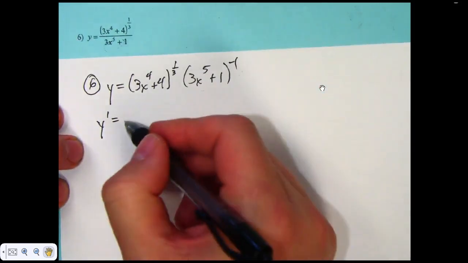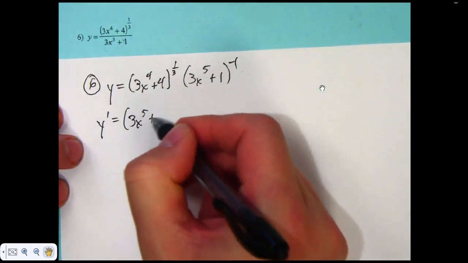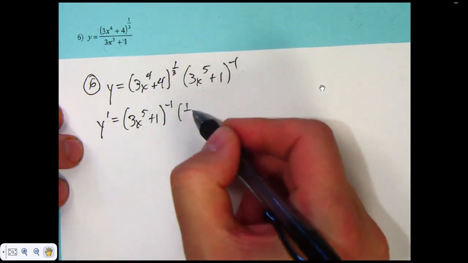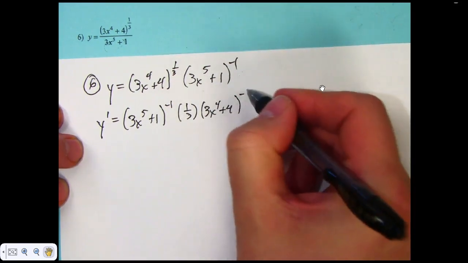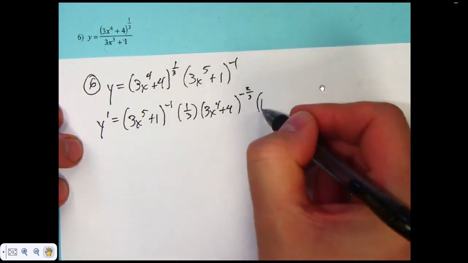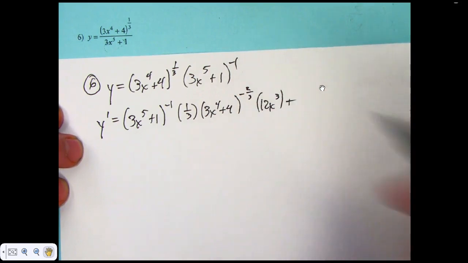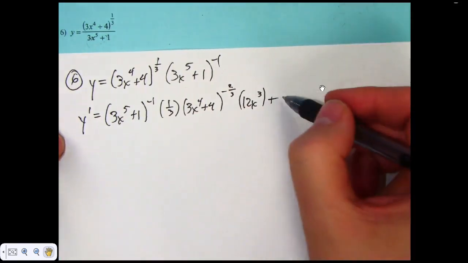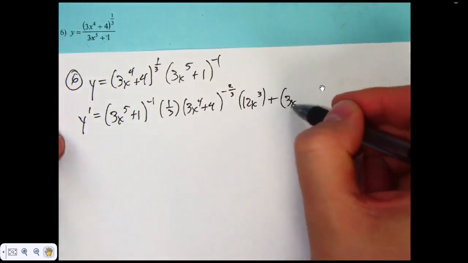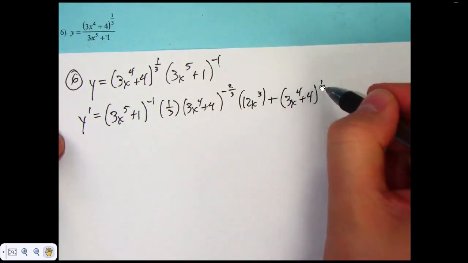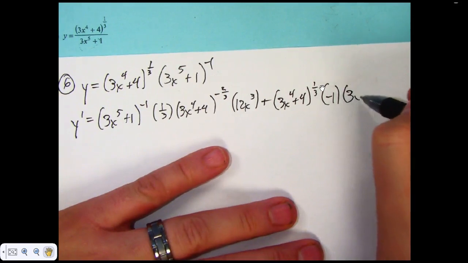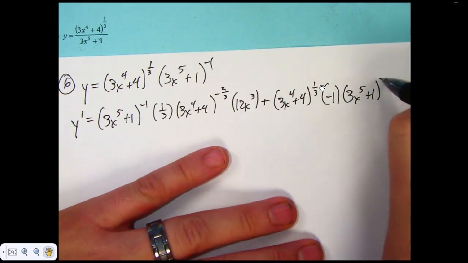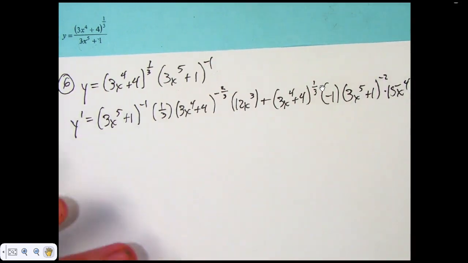So product rule says the second thing times the derivative of the first thing. Don't forget the chain rule piece of it here, so the x to the 3rd, plus the first thing times the derivative of the second thing. So bring down the -1, leave the inside alone, reduce the power by 1, and again, don't forget the derivative of the inside, the chain rule piece.